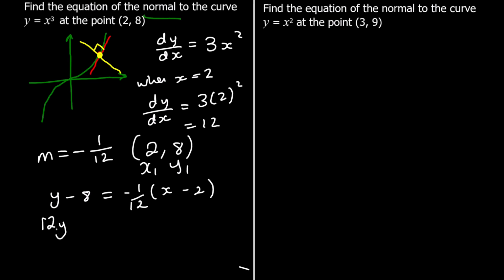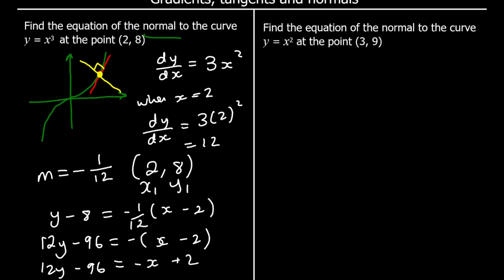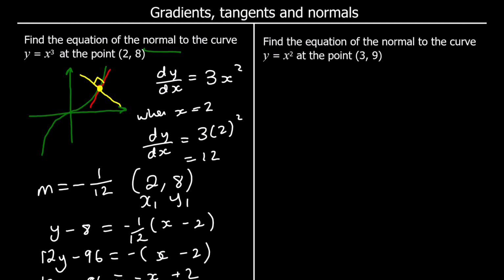So 12y minus 96 equals negative 1 times x minus 2. So 12y minus 96 equals minus x plus 2, and make it equal to 0. So I'm going to have x plus 12y minus 98 equals 0. So that is the equation of the normal at that point. One for you to try. Give it a go.